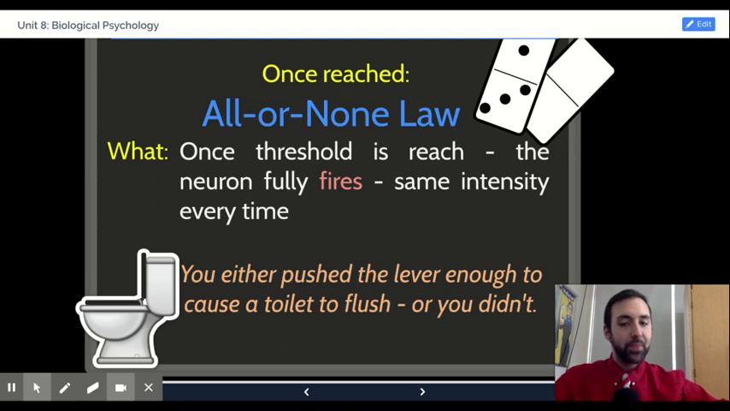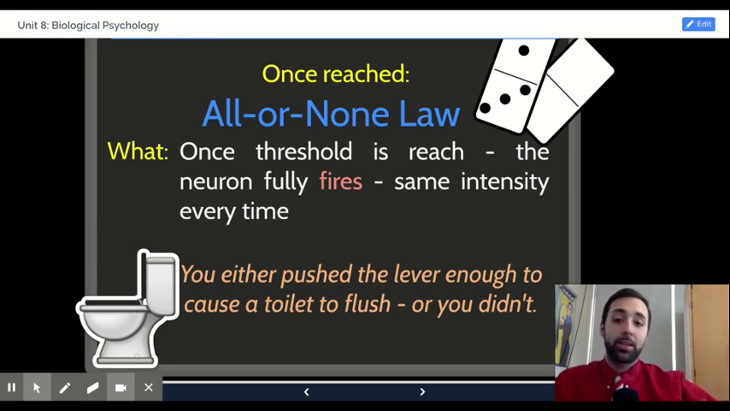Flush is the same every time. Neurons work in the same capacity. We call this the all or none law, meaning the second the neuron has reached the threshold and shifts from resting to action potential, that sodium is going to rush on the inside. It's going to produce an action potential, and that single action potential proceeds across the neuron the same way every single time. There's no higher intensity action potentials.